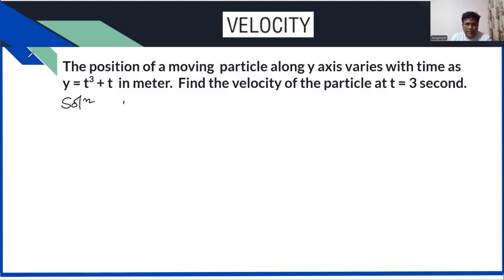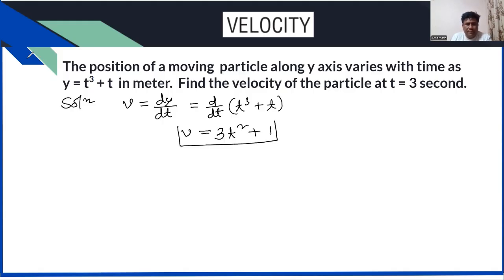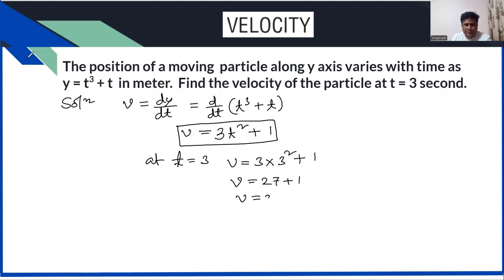Again, I know that it is v equal to what? dy upon dt only. So it is nothing but d by dt of t cube plus t only. So differentiation of t cube is nothing but 3t square, and it is 1 only. So that is the v expression. And at t equal to 3 seconds, v will be 3 into 3 square plus 1. 3 squared is 9, 27 plus 1. So it will be 28 only.